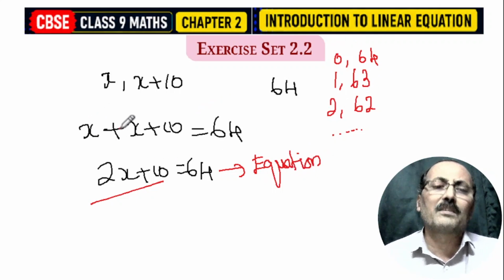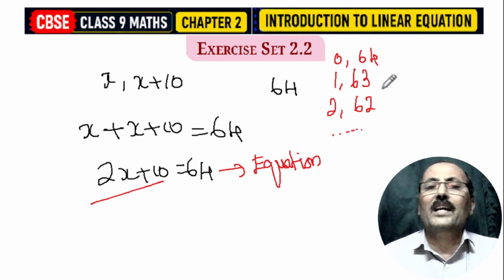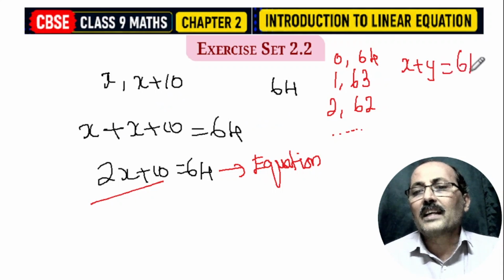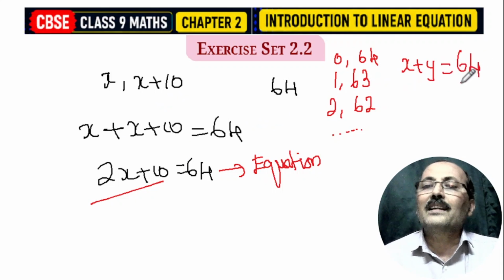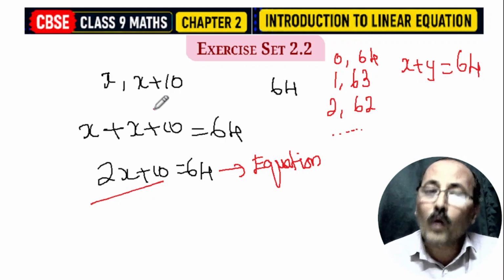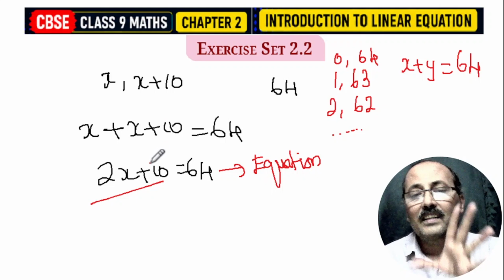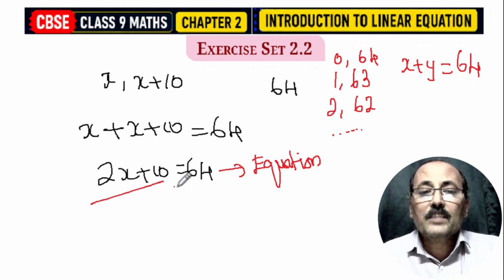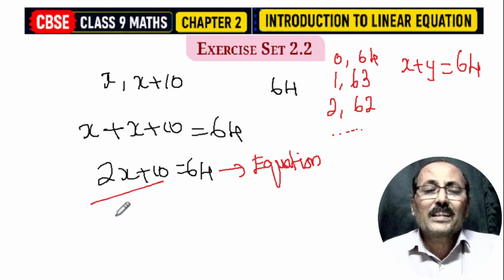The sum of the two numbers is 64. Yes, the sum of the two numbers means x plus y equal to 64. You can form it. That is okay. Then it becomes just an equation, but we cannot solve it. To find the value, they have to give one more condition such that it can be solved easily. Now here 2x plus 10 equal to 64. Now we can solve this question.